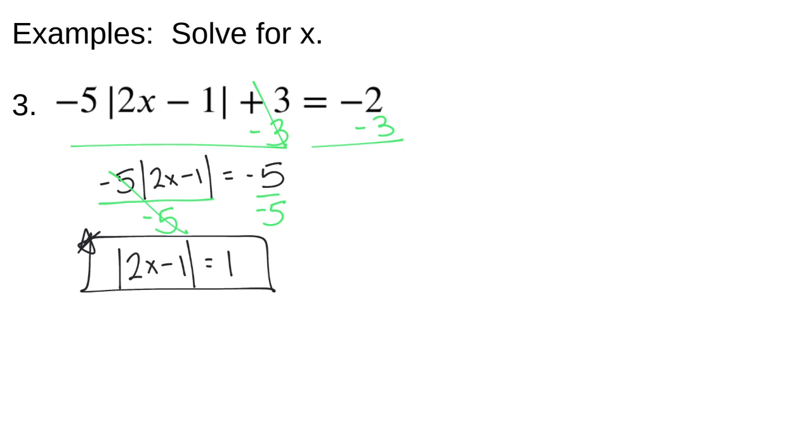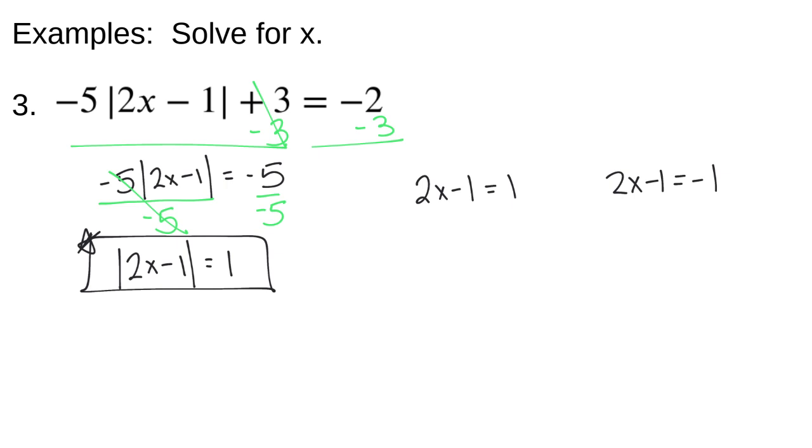This is possible. We're going to break it up into our two equations. The absolute value of 2x minus 1 equals 1 means 2x minus 1 could be 1, but 2x minus 1 could also be -1. So those are our two new equations that we need to solve.